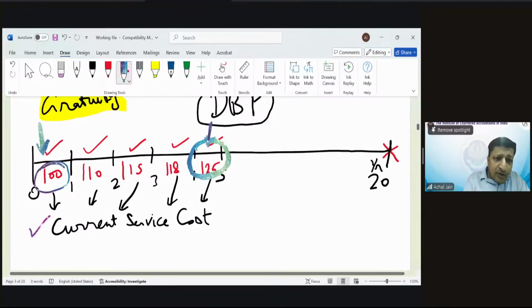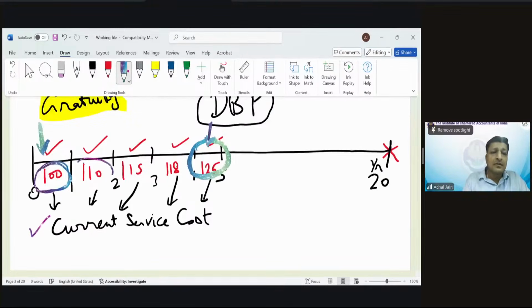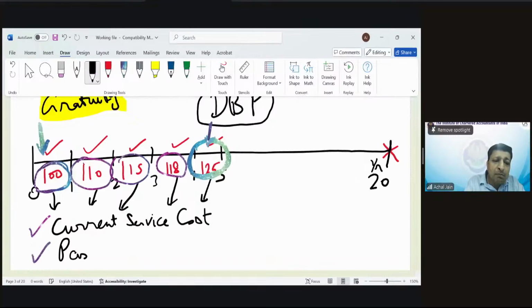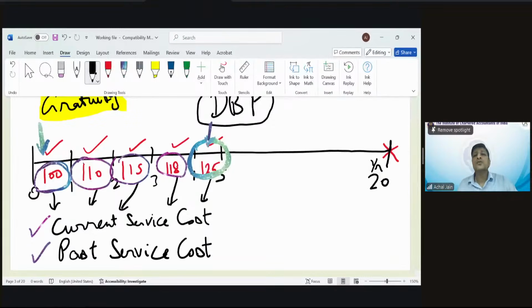So for this revision, which has to be recorded for the first year, second year, third year, and fourth year, when do you make the revision? You will make the revision in the 5th year. So for this revision, the additional component that you record, what do you call it? Past service cost. So that is what you call past service cost.